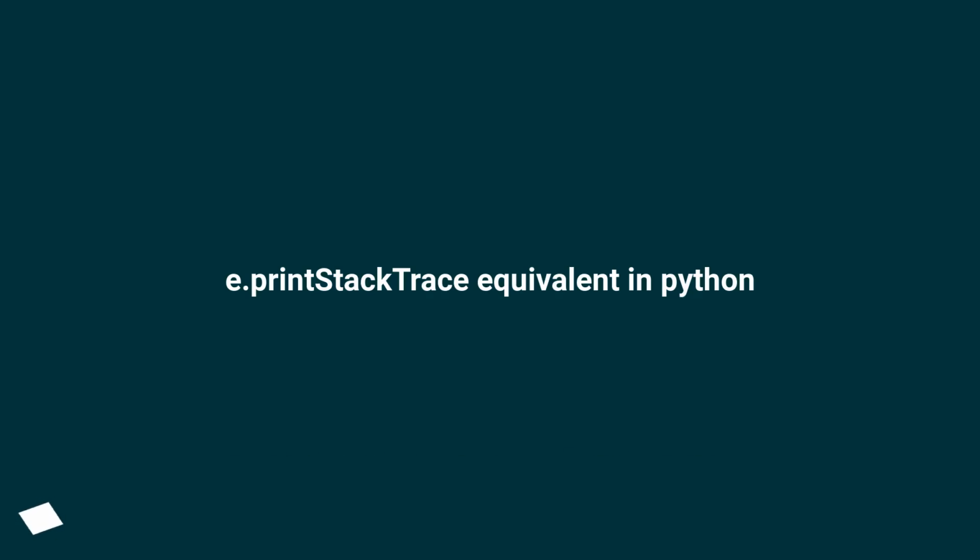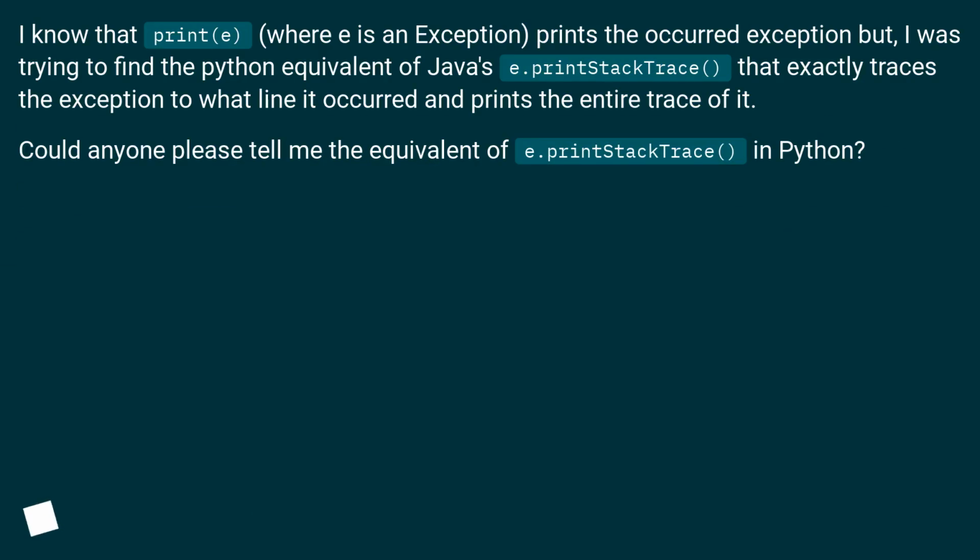e.printStackTrace equivalent in Python. I know that print(e), where e is an exception, prints the occurred exception. But I was trying to find the Python equivalent of Java's e.printStackTrace that exactly traces the exception to what line it occurred and prints the entire trace of it. Could anyone please tell me the equivalent of e.printStackTrace in Python?